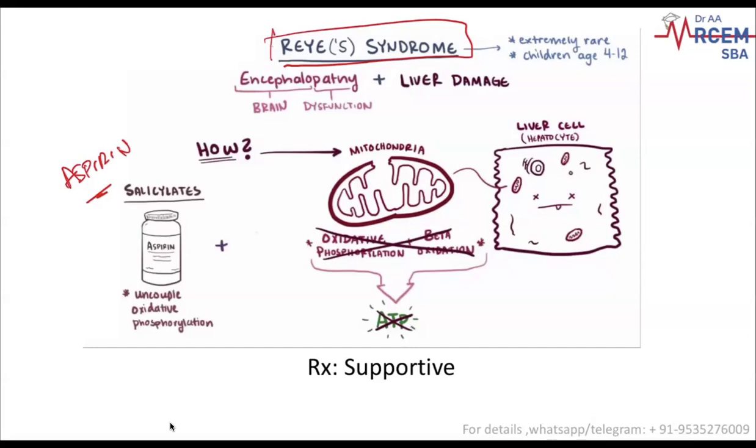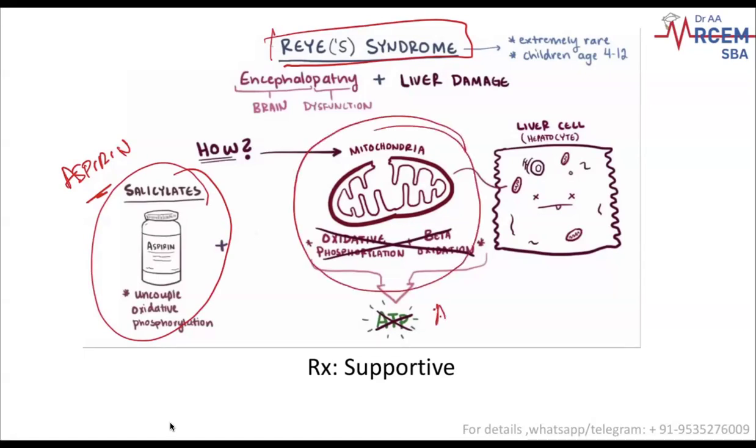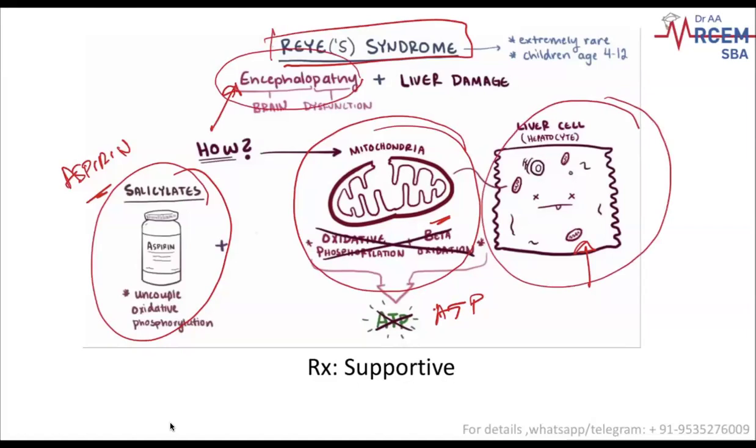What happens if you give aspirin in a pediatric age group for a viral fever? It affects the mitochondria. There will be no ATP synthesis. Mitochondria is basically the cell organelle which synthesizes ATP, the energy currency of your cells. This causes injury to the hepatocytes, and injury to the neurons of your brain, resulting in encephalopathy and liver damage. These are the two classical features. Management is only supportive; you cannot do anything.